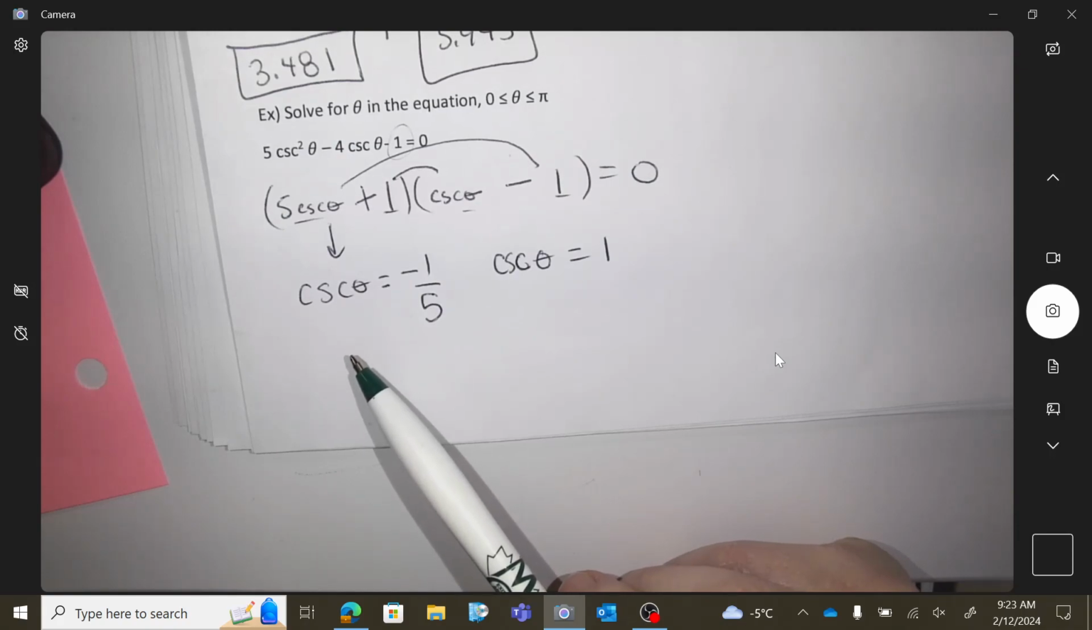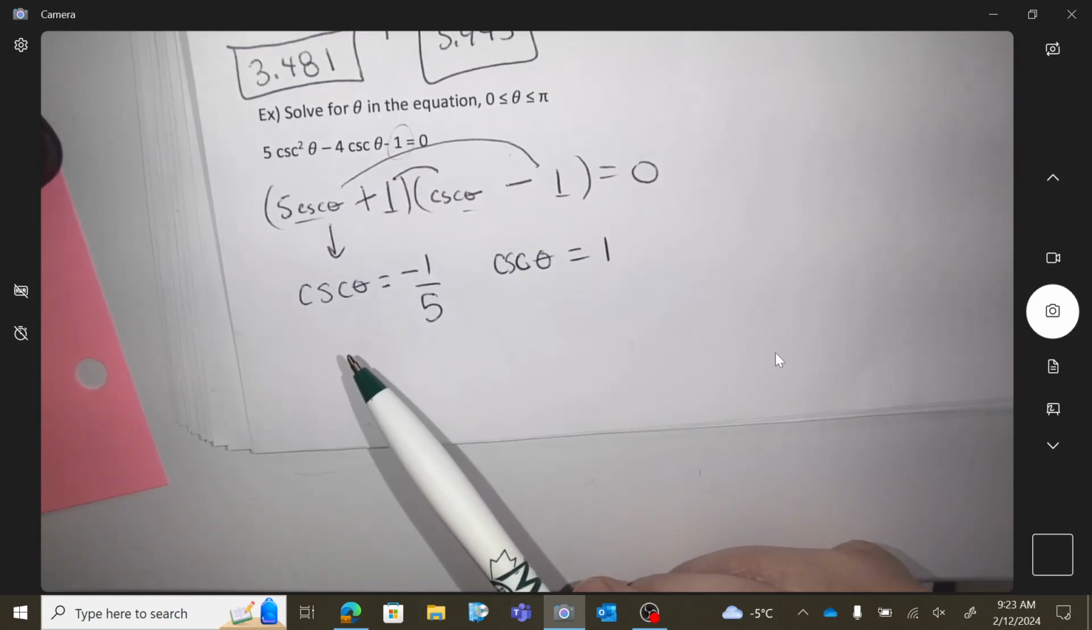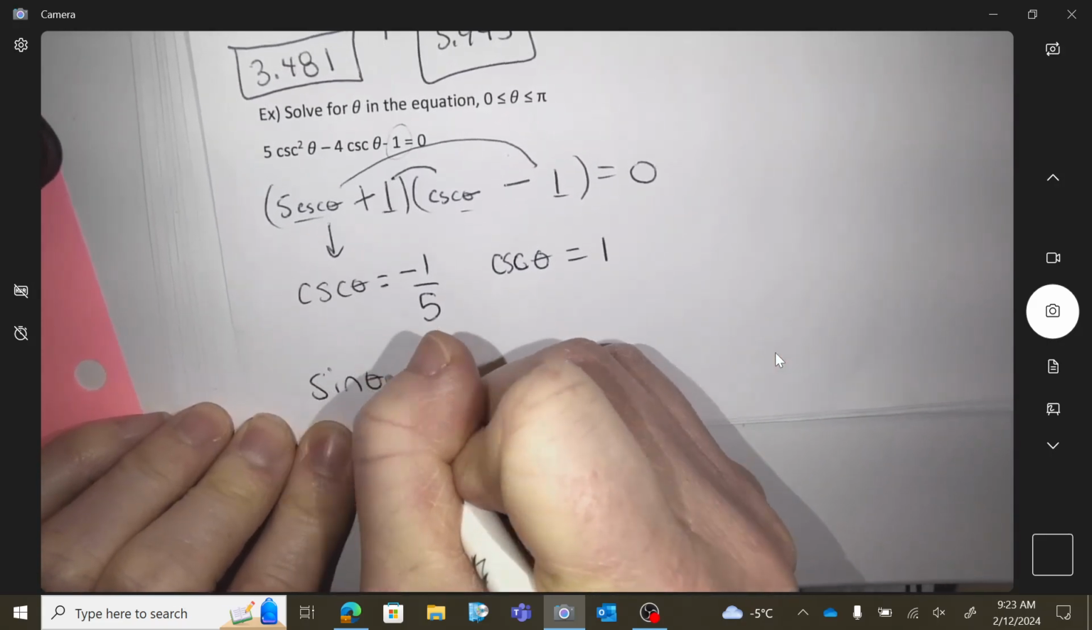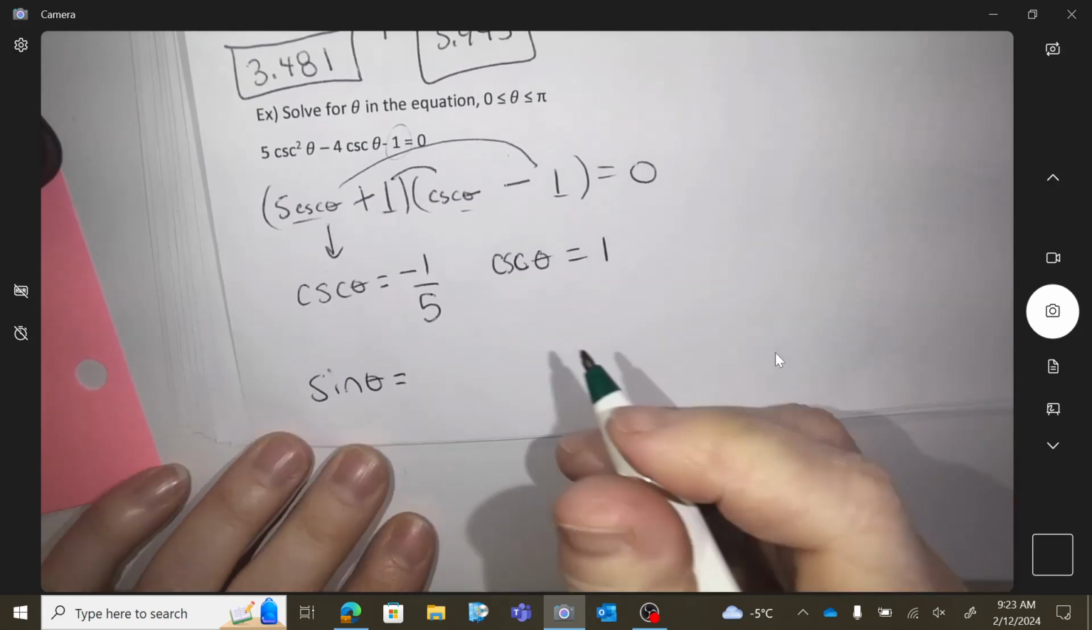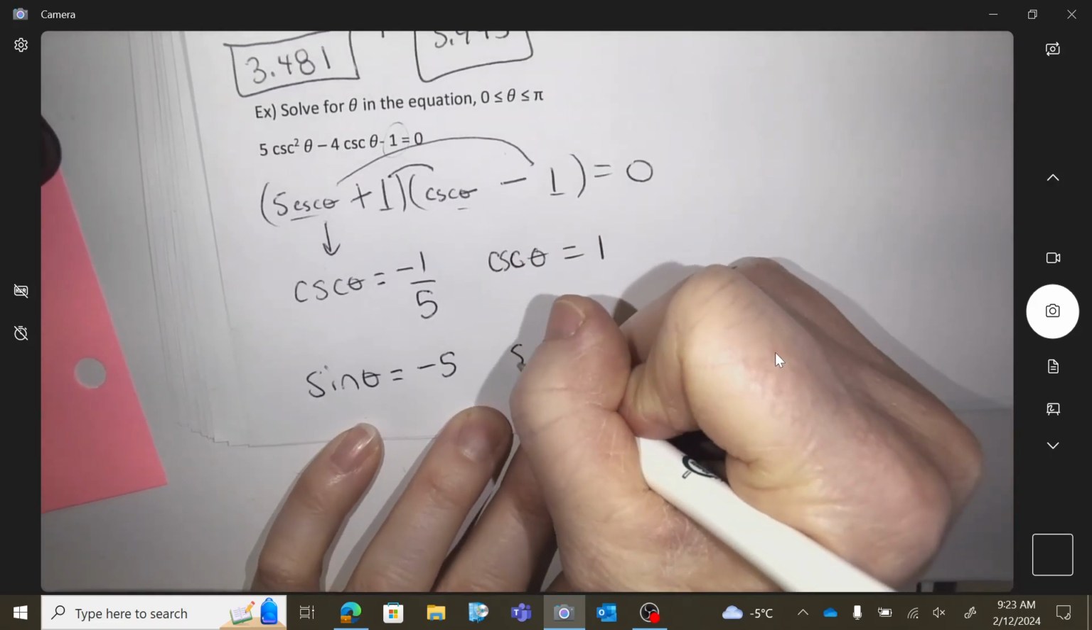It's a flip of sine, right? It's the sine flipped around. So I'm going to do that. I'm going to change this to a sine, and I'm going to make a flip. So 1 over 5 becomes 5 over 1. And I'm going to flip.